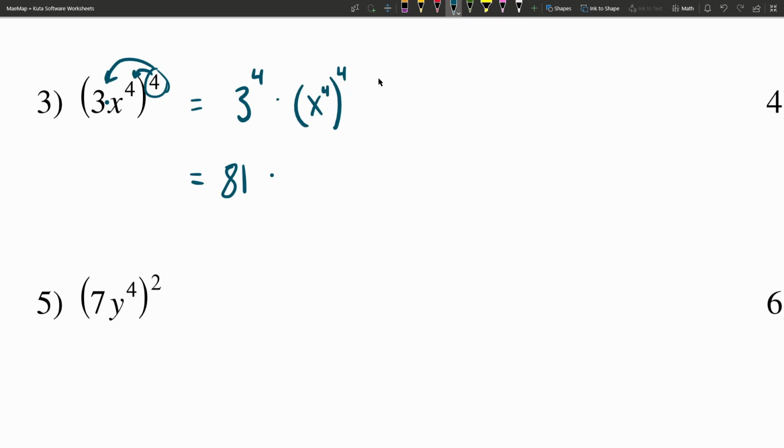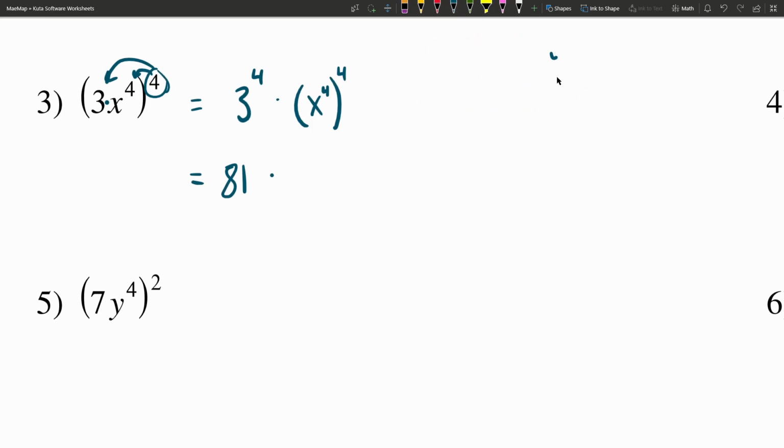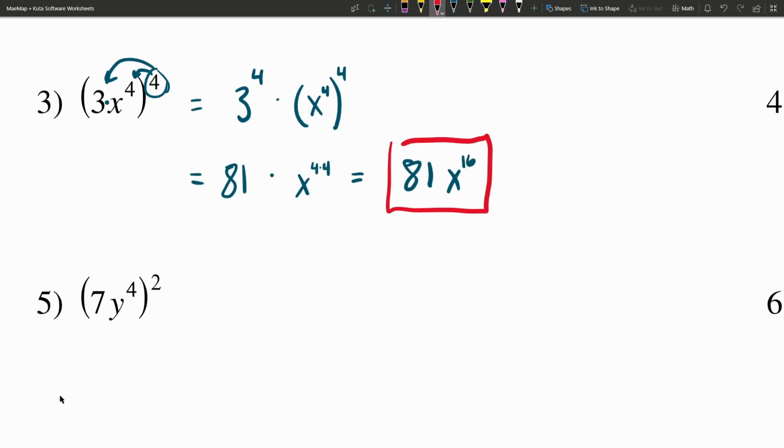Again, to see this worked out, x to the 4th raised to the 4th is x to the 4th multiplied by itself 4 times. So this is x to the 4 plus 4 plus 4 plus 4, which is x to the 4 times 4. So all we need to do is multiply those exponents. X to the 4 times 4. So this is going to be 81x to the 16th. And that's our solution for number 3.